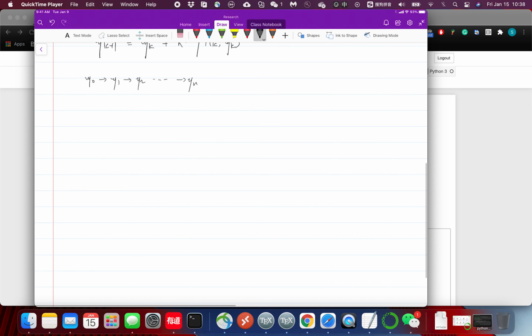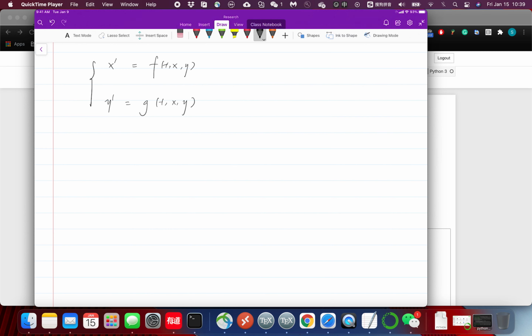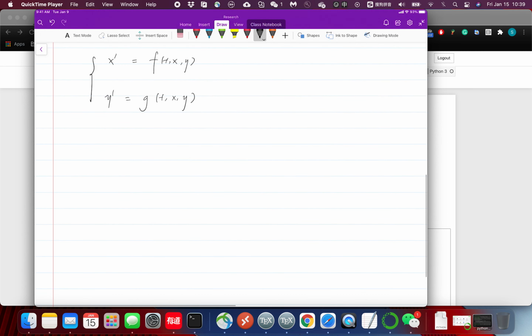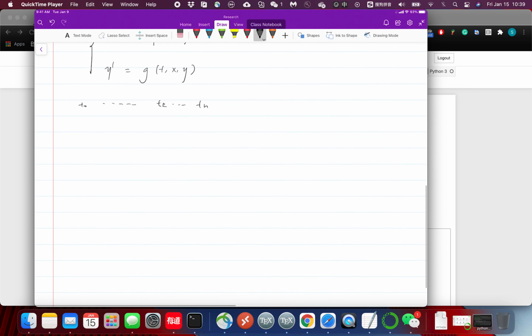Now instead what we have here is we are going to have a system. And y prime equals g of t, x, y. From here, you can see it's very easy to do because we have two different variables. So we can define number 1, t0 all the way to tk, as usual. Number 2, we will have x0, which is the initial value, and keep going until you have xn, and finally you have y0, which is the initial value, which you go to yn.